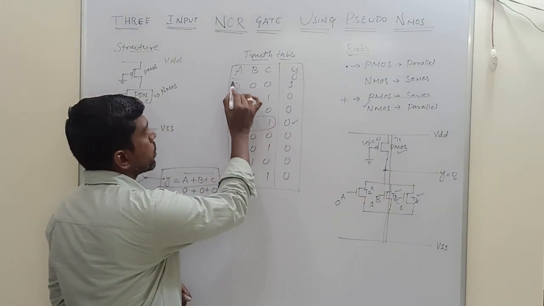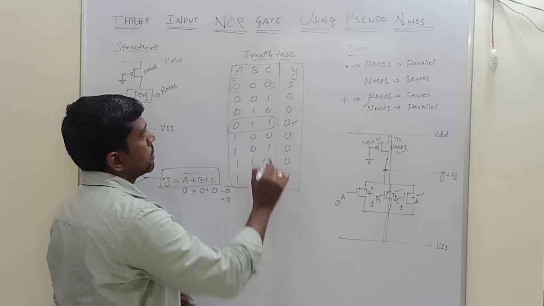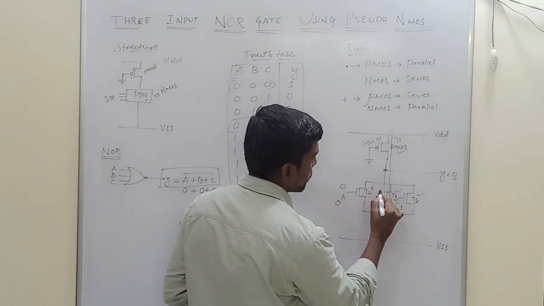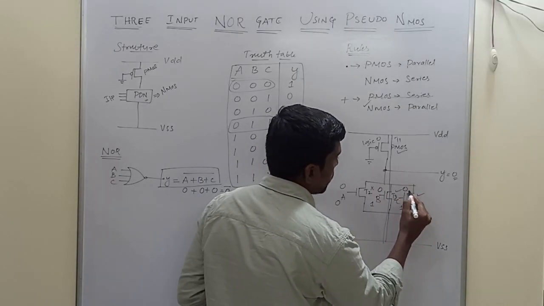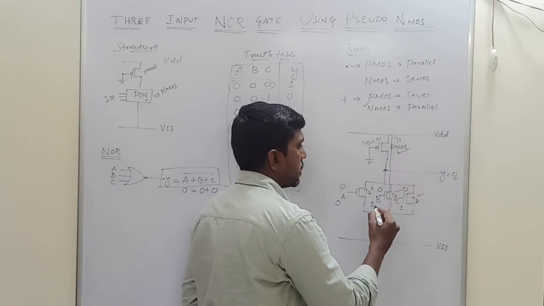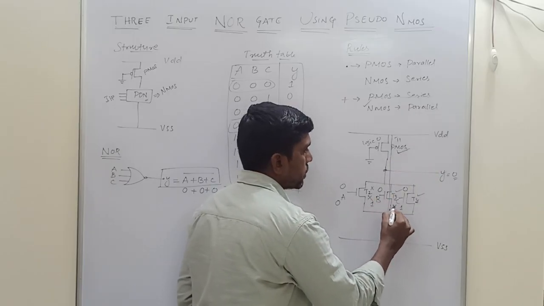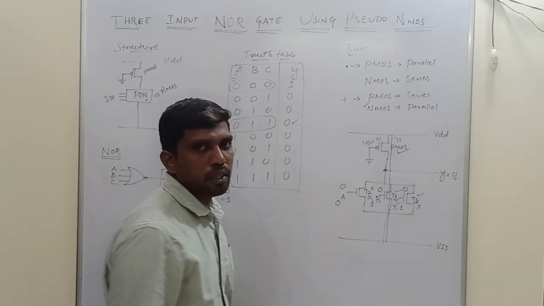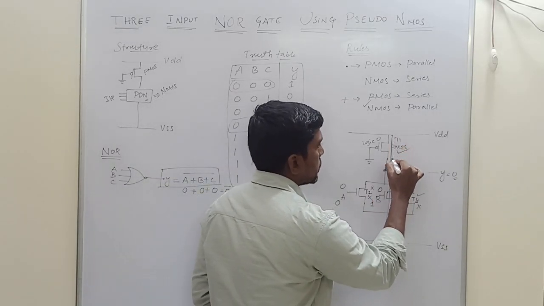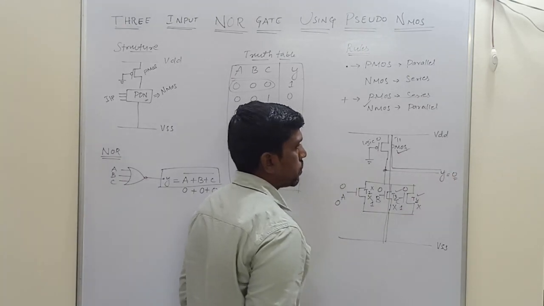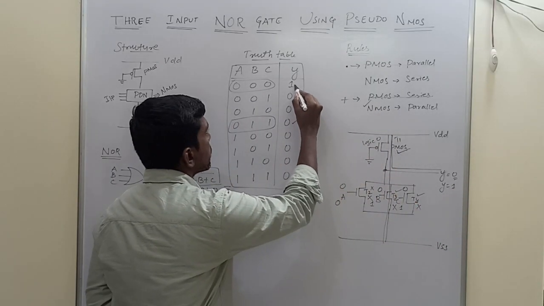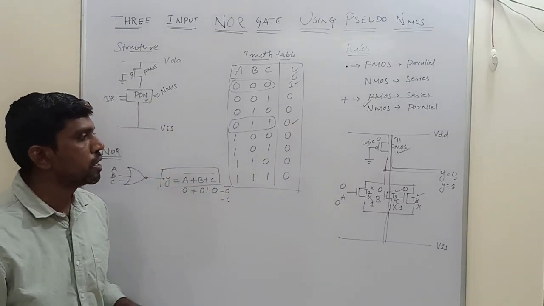We will take one more condition. All three input values are set to 0: A value is 0, B value is 0, C value is 0. In this case, the T1 transistor turns on, and T2, T3 and T4 turn off. So VDD is connected to Y. The corresponding output is 1. In the truth table also, the corresponding output is 1.